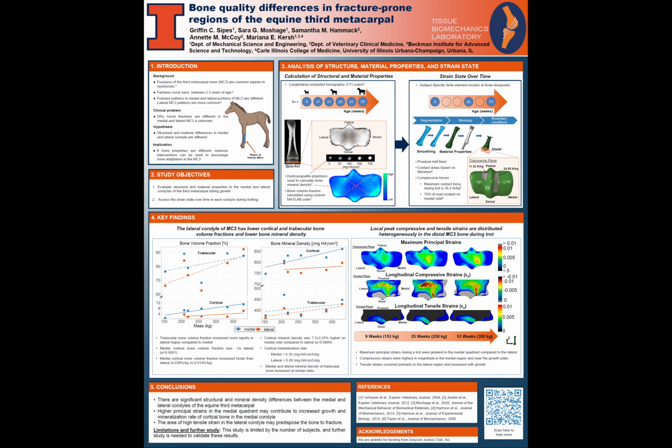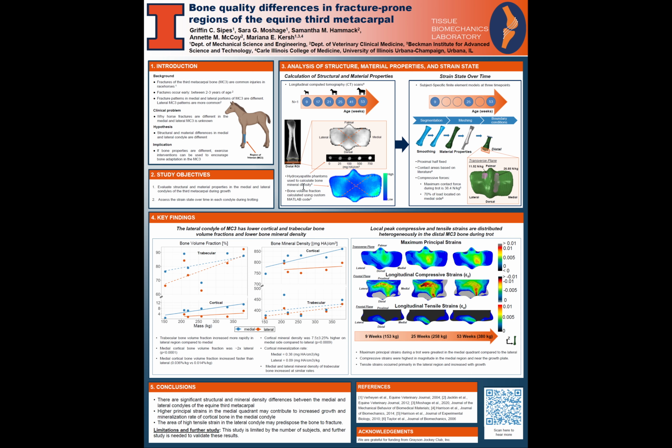In the CT image here, we can see that our area of interest is the distalmost region of the MC3, and in the cross-section we broke it up into 4 quadrants: the palmar, dorsal, medial, and lateral. In this study we're looking at the medial and lateral quadrants only. A set of hydroxyapatite phantoms was included in each of these scans for us to calculate bone mineral density in each of the quadrants. And bone volume fraction was also calculated using custom MATLAB code.